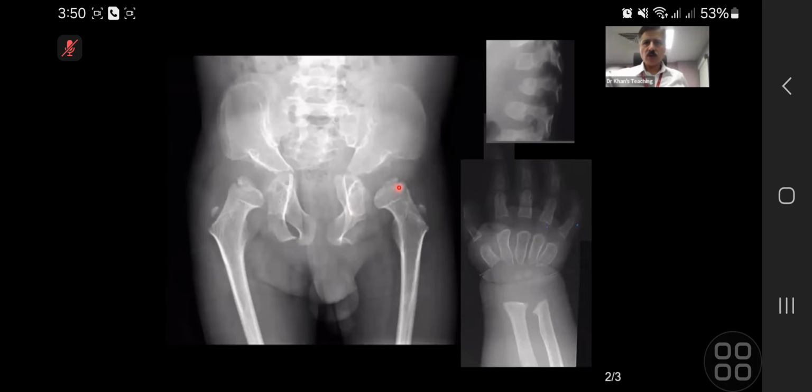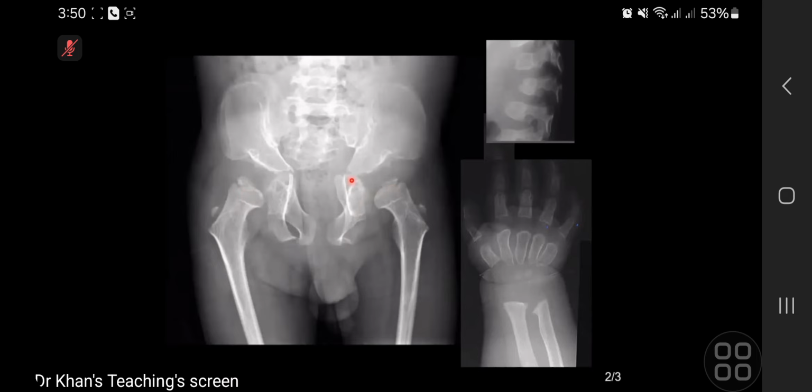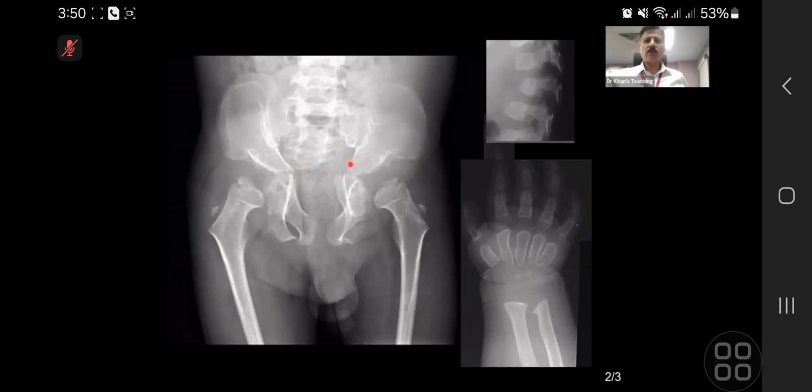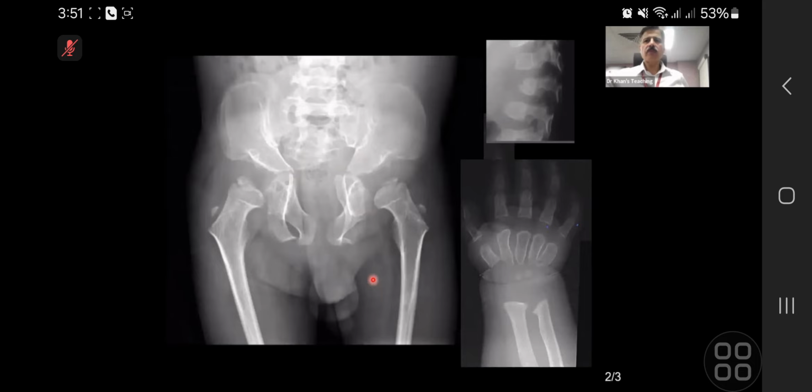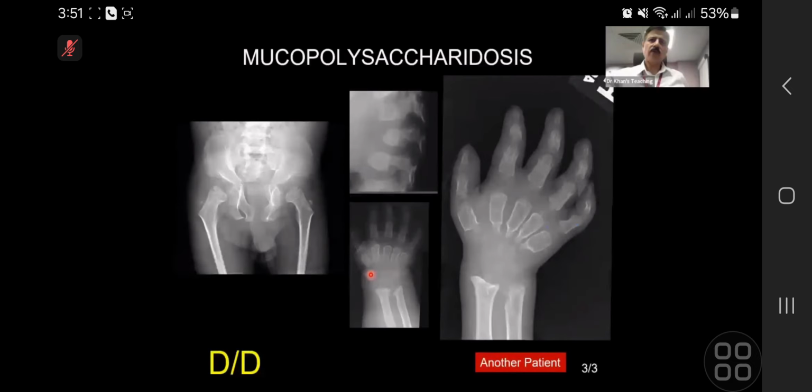If you see these femoral capital epiphyses, they look to be slightly stippled. At the pelvis, it is narrow. And this pelvis, by the way, in description is known as the simian type of pelvis, ape-like pelvis. So all of this together, what is the diagnosis? I don't know. Okay, that's fine. Don't worry. So this is mucopolysaccharidosis.